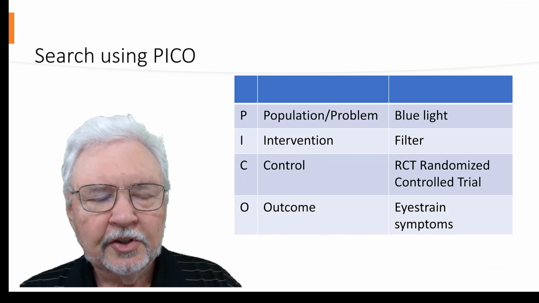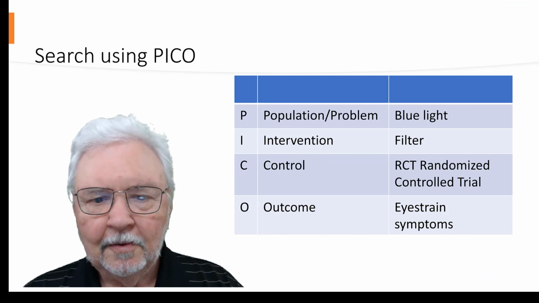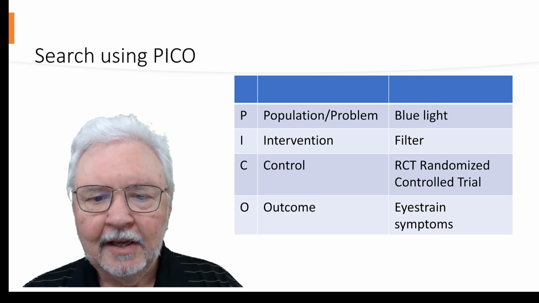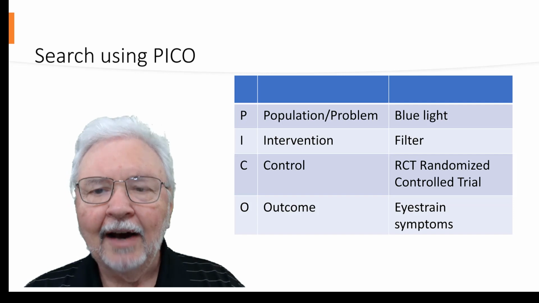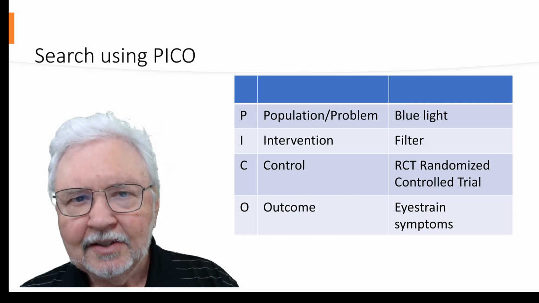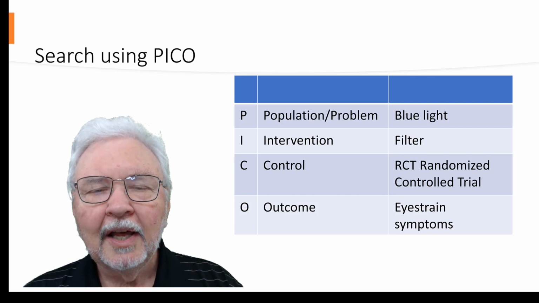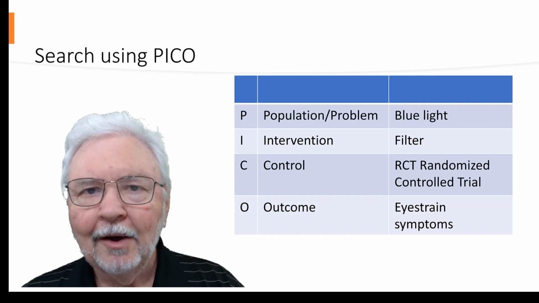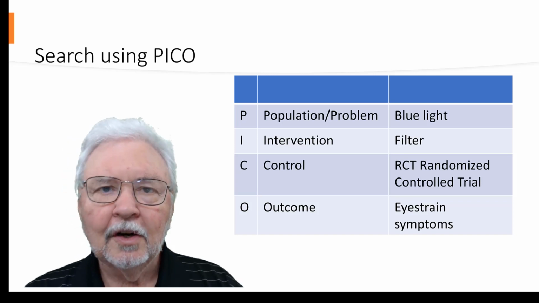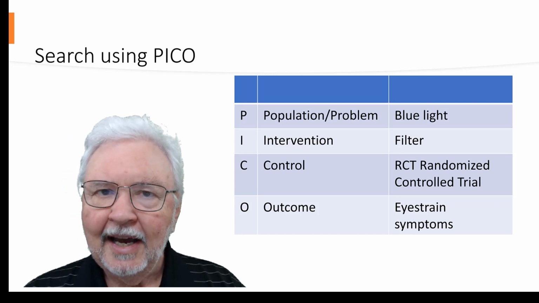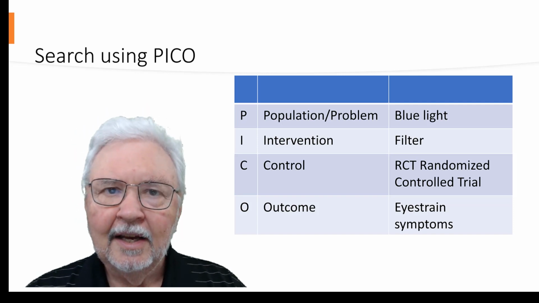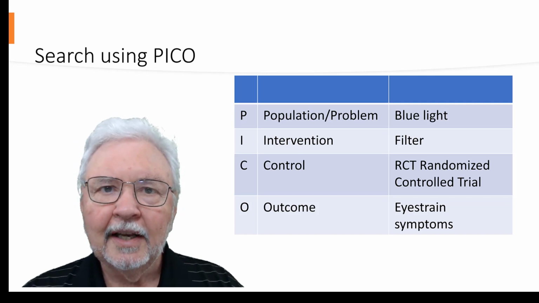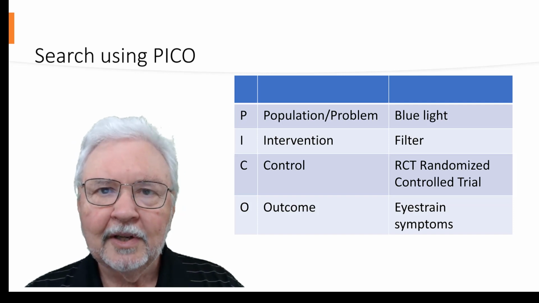So we're going to use a search strategy called PICO, and PICO stands for Population Problem, Intervention, Control, and Outcome. And we're going to ask the question, do blue light filters, blue blocking filters, do they help ease eye strain? This is a question that is frequently asked. We recently had a representative from a lens manufacturer come and give us a talk, and he argued that they were effective. So let's check that out.